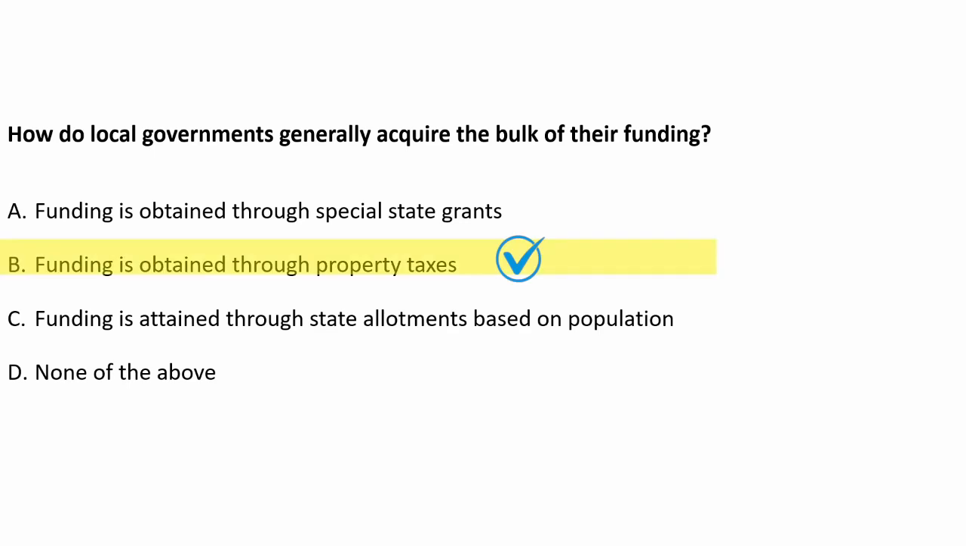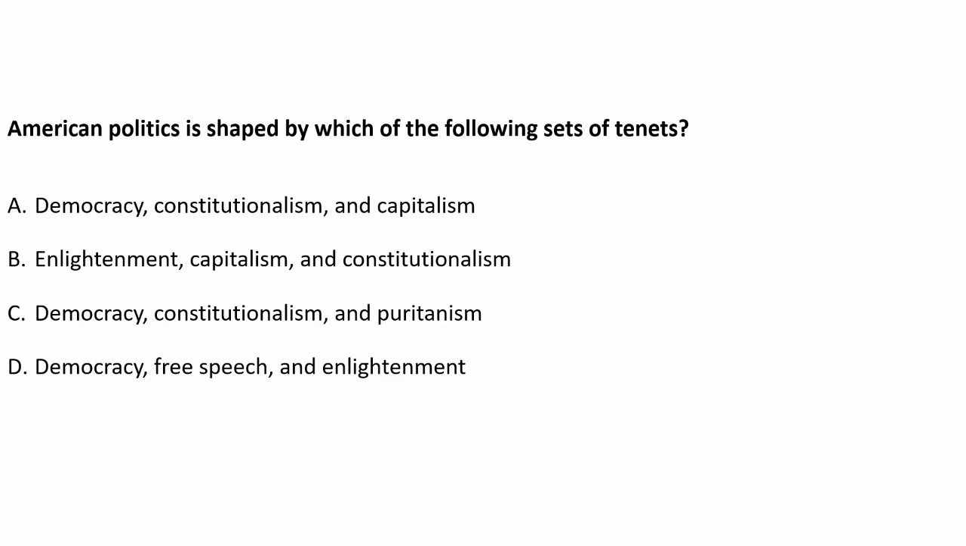Although states do supplement funding for local governments in some areas, such as education, the bulk of local government funding comes from property taxes, though each state determines the rate of those taxes and how they'll be allocated. And finally, question 4. American politics is shaped by which of the following sets of tenets?